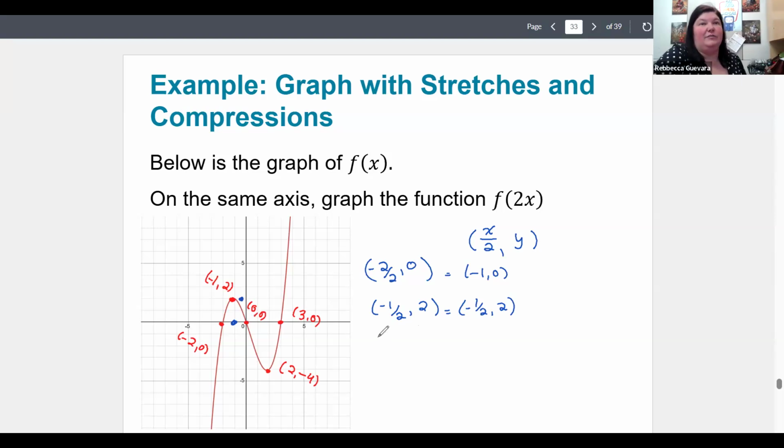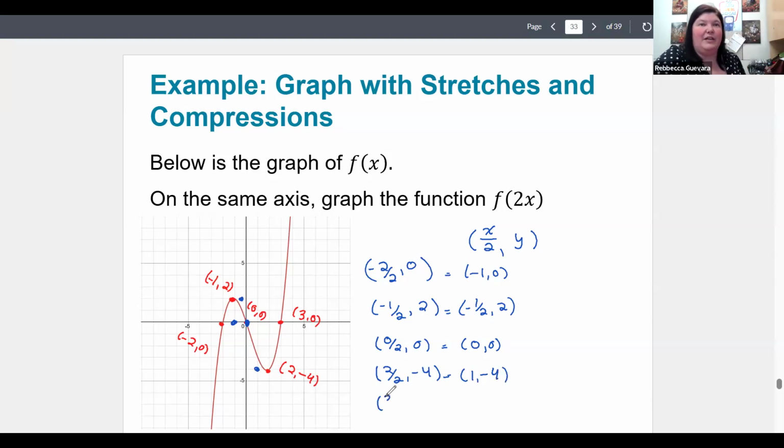This point at 0, 0, well, we take 0 and we divide it by 2, and we're going to get 0, 0 back. So that point stays where it is. So if your x component is 0, that point's not going to change. If we take this point at 2, -4, we divide the x component by 2. That's going to give me 1, -4. So I move into here.